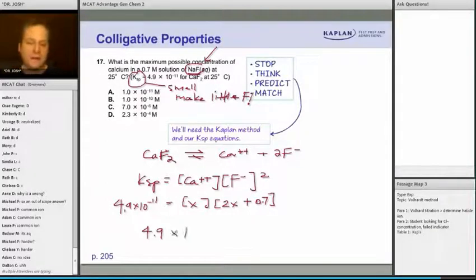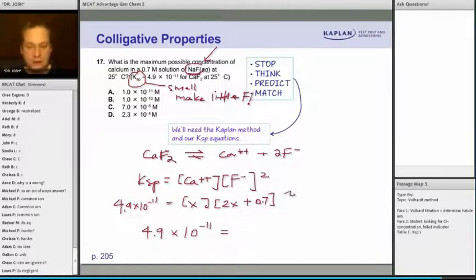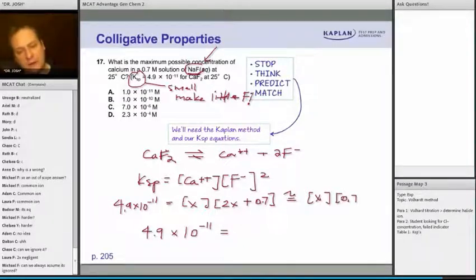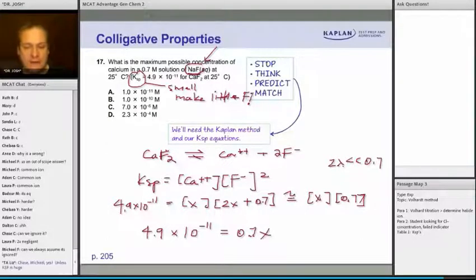We're going to make very little fluorine. So how can we make our math easier when it turns out we're not going to be making a whole lot of product? Ignore the x. So you know what we end up with to make this easier? We call this x times 0.7, because 2x is going to be considerably smaller than 0.7. So really, all we have is 0.7x. Do the math, end up with answer choice B.